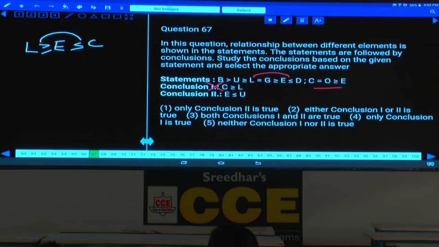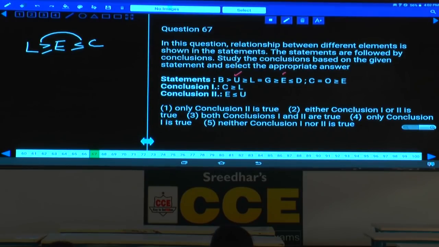Then coming to the second one, E lesser than or equals to U. Now between U and E, U is here and E is here. What is the element which is common here? Now U and E, U greater than or equals to E, that means E lesser than or equals to U, definitely true. Then what is your answer here? Only conclusion 2 follows, that is choice 1 is the answer, question number 67.